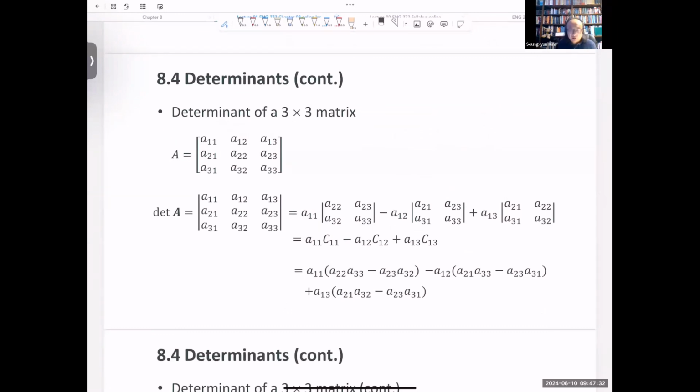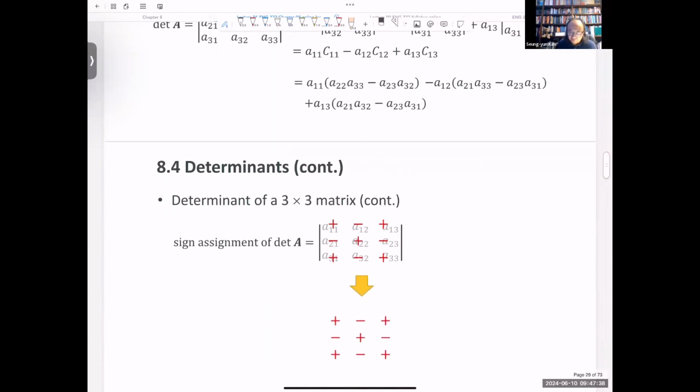Okay? So the determinant of this, as you can see, has so many numbers. So many numbers. I don't even want to read this through.